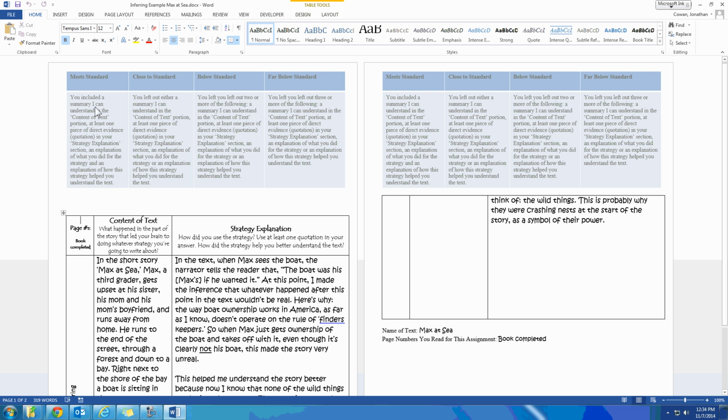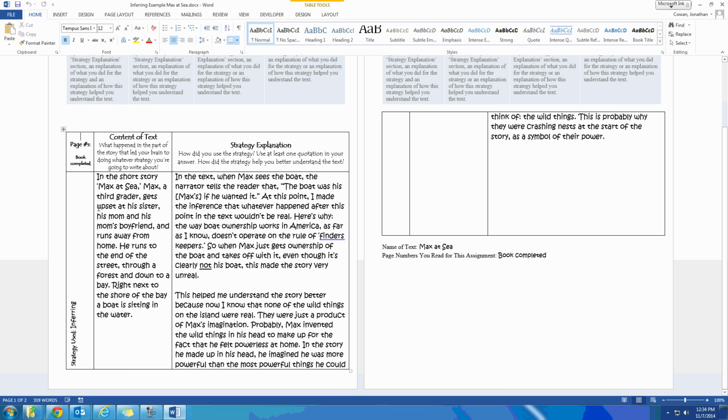So to meet standard, you need to include a summary that I can understand. You need to have one piece of direct text evidence and an explanation of what you did for the strategy. You also need to explain how that strategy helped you understand the text.